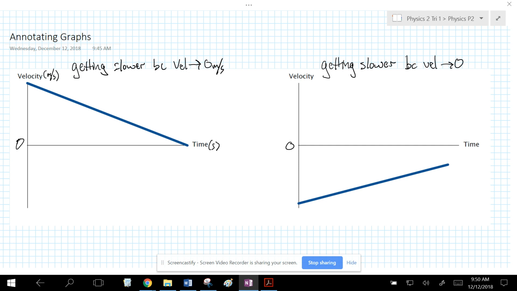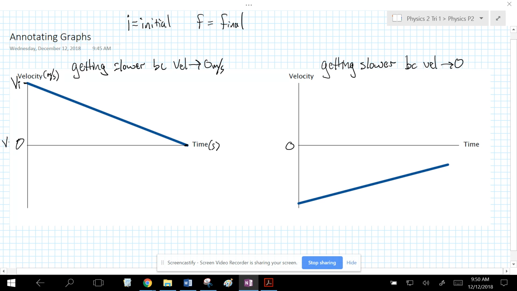And then I equals initial and F equals final. Okay? So I'm going to call this right here VI. Okay? And then VF, it ends here at 0.